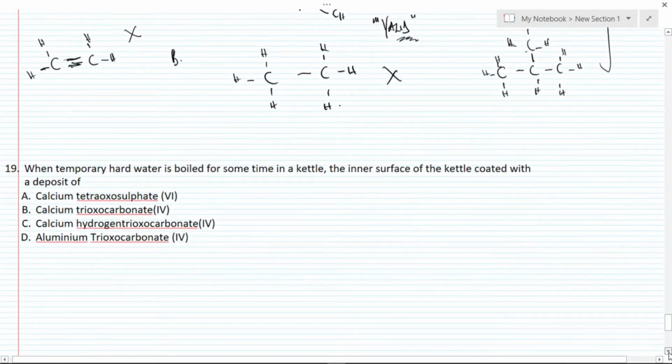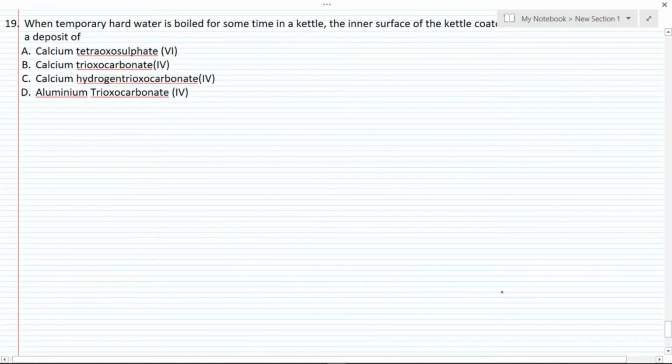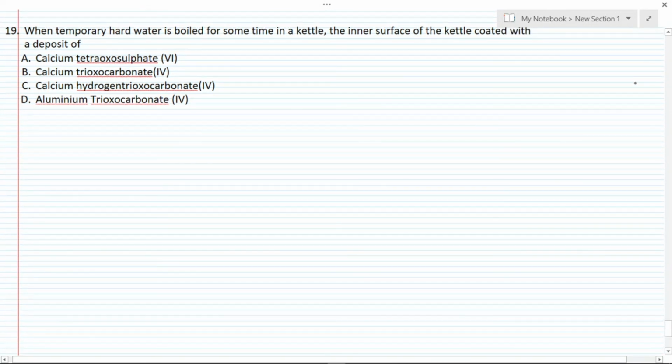So moving on, question 19. Question 19 says when temporary hard water is boiled for some time in a kettle, the inner surface of the kettle is coated with a deposit of A, calcium tetraoxosulphate 6, B, calcium trioxocarbonate 4, C, calcium hydrogentrioxocarbonate 4, and D, aluminium trioxocarbonate 4.